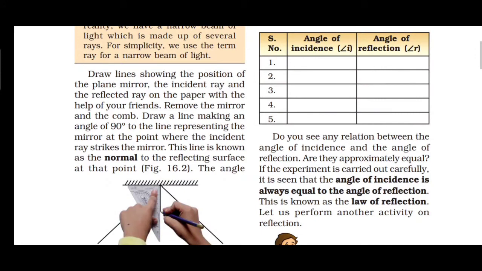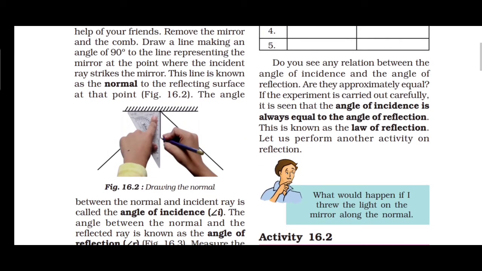Draw a normal and also the angle of reflection line. For that, what do we want to take? Draw a line showing the position of the plane mirror. Then draw the incident ray and the reflected ray on the paper with the help of your neighbors or friends. Then remove the mirror and the comb. Then draw a line making an angle of 90 degrees to the line representing the mirror at the point where the incident ray strikes the mirror.